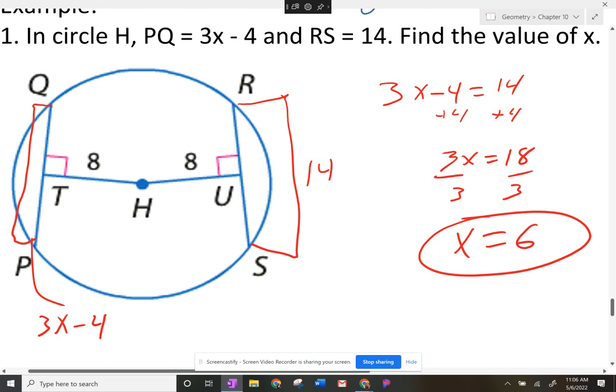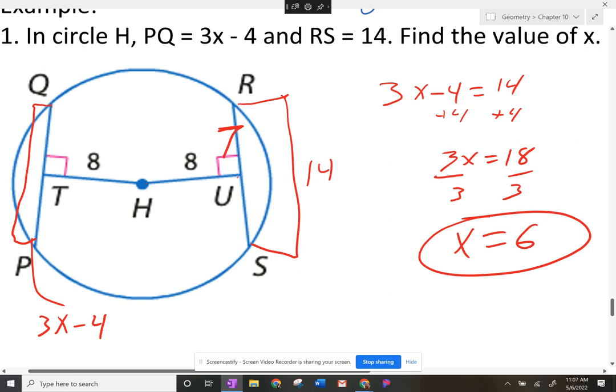So good? It's not on there for a question. How long is US? Half of that number. So it's 7. So if this length is 7 right here, I'm going to show you one extra spot because you will see something like this a little bit later. So I've got this length from H to U is going to be 8. R to U is going to be 7.